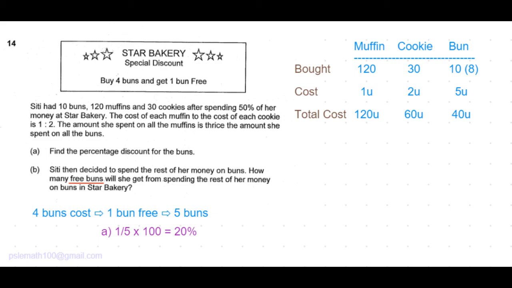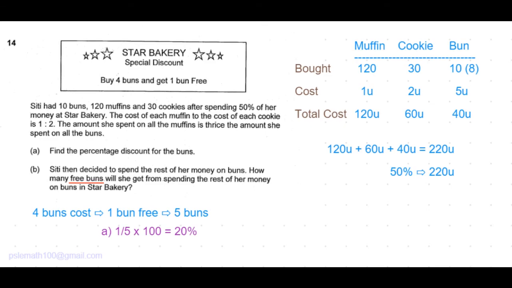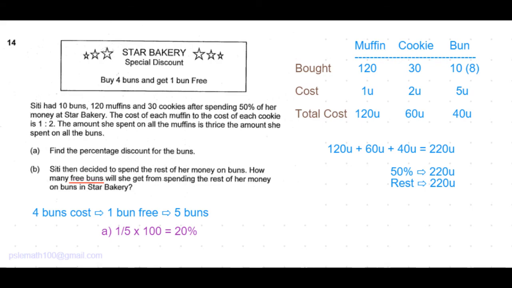Now we get the total cost that she has spent on muffins, cookies and buns as 120 units plus 60 units plus 40 units, which is equal to 220 units. So she has spent 50% of her money at Star Bakery. 50% corresponds to this 220 units, which means the rest is another 50%, which corresponds to another 220 units.